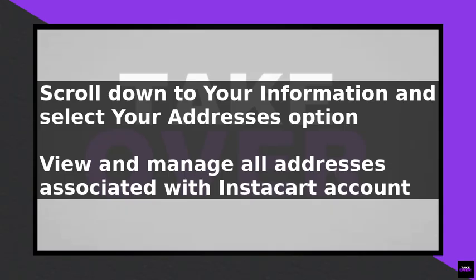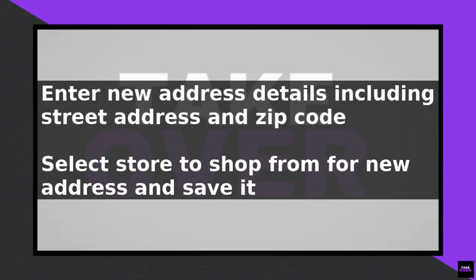After entering the new address, you will be asked to select the store that you want to shop from for this address. Choose a store from the list of available options and then tap on the Save Address button to save the new address. You can add multiple addresses by repeating the same steps. Each address will be saved separately, and you can switch between addresses when placing an order by selecting the address you want to use from the list of saved addresses.